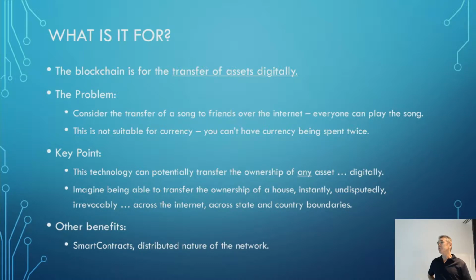So what's it for? The blockchain is for the transfer of assets digitally. Let me explain with this example. When I copy a song, maybe it's my own song, and I distribute it to AJ, and AJ distributes it to Kim, and Kim distributes it to Emmett. Each of those people have an equal copy of that song, so they can all play it.